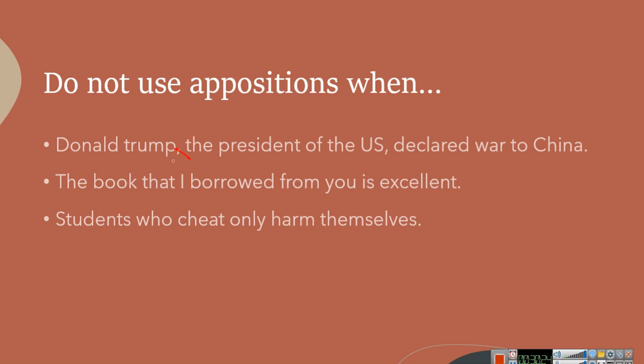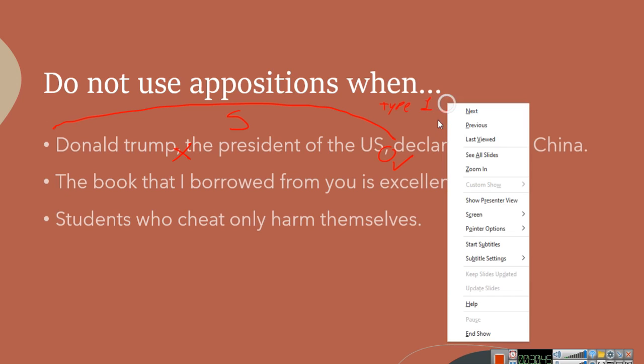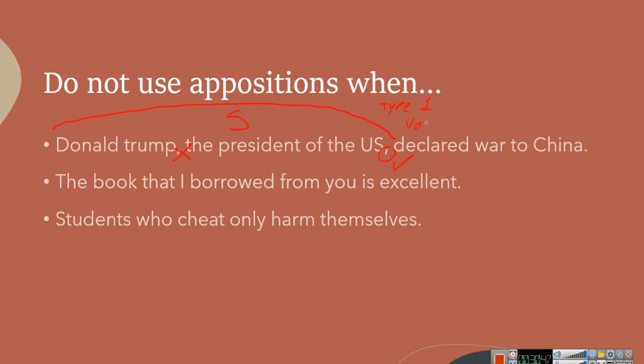Let me make an X right here. Now this one, on the other hand, is necessary, because right here we have a subject. It's a very long subject. Donald Trump, the President of the United States. And what is the case of this comma? Well, we're using one type of comma, and it's called the vocative case, which is the one that I want you to remember the most.